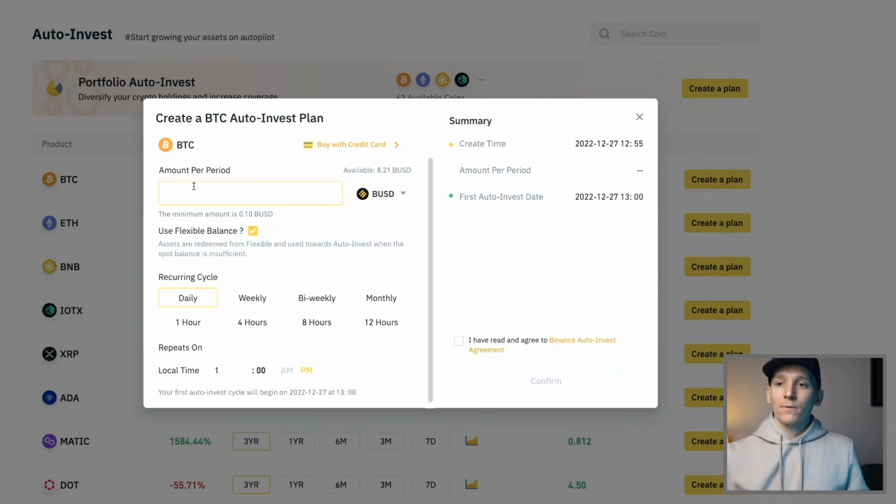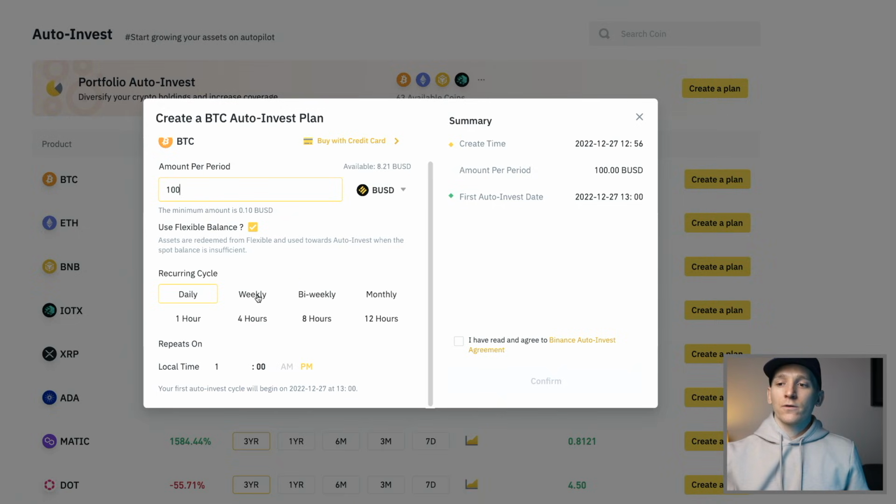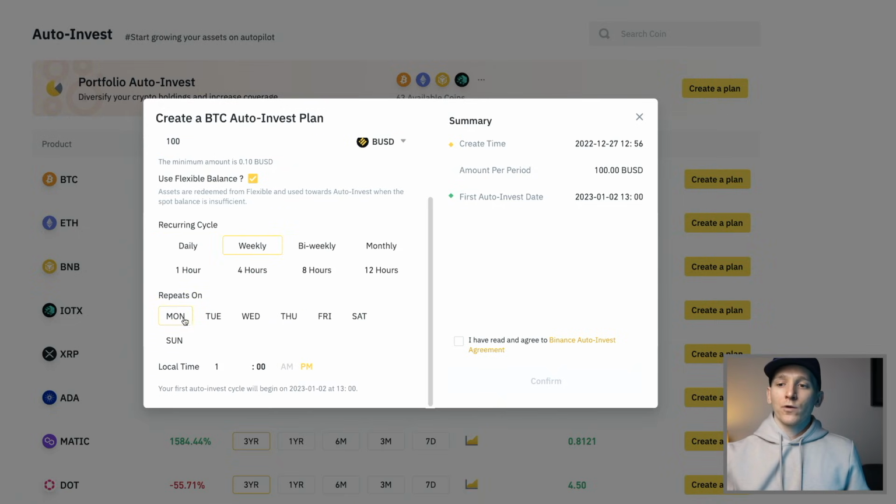So in this example, I'm going to choose an amount, let's say $100 in BTC from BUSD, and I'm going to use flexible balance here because that means I can earn interest on the dollars whilst they're in that account, and then it's going to automate the purchase for me. I'm going to do this weekly, and I'm going to repeat it on a Monday. I can even choose the time, which I'm not going to do for this example. Read and agree to the terms and then confirm.